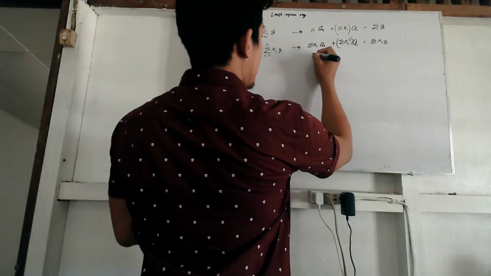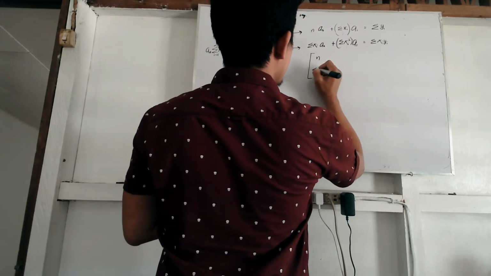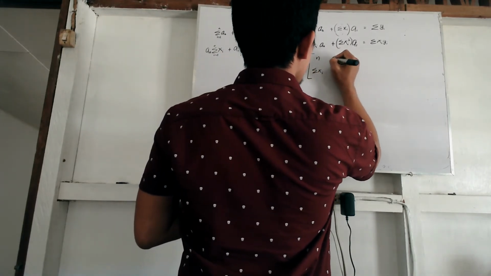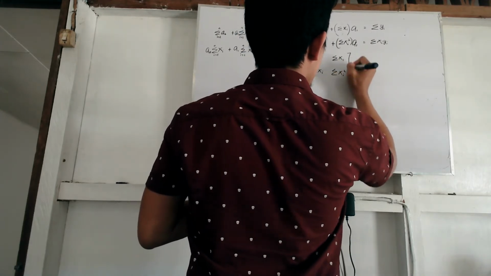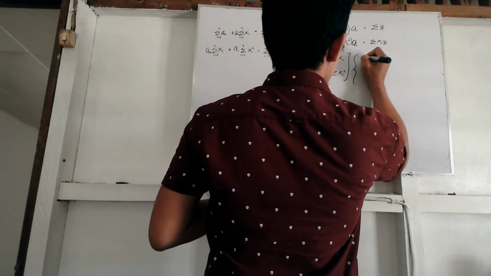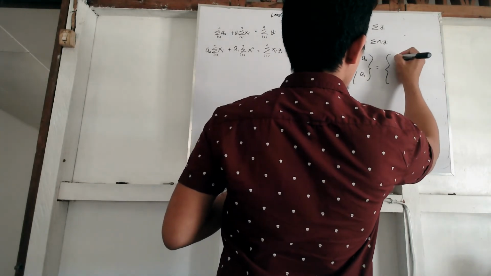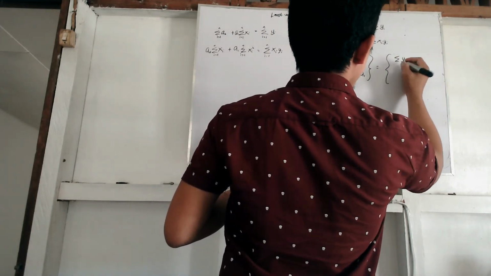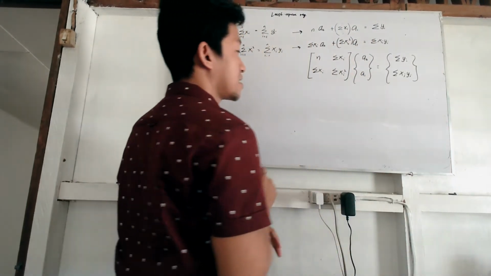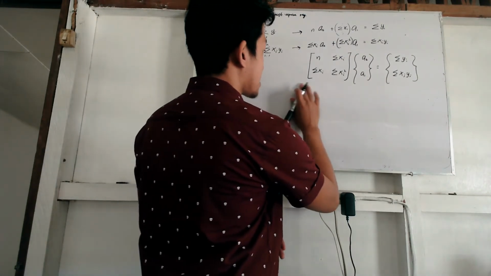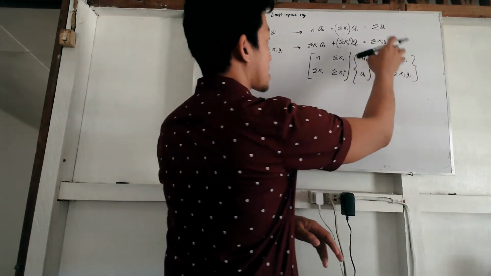And then this is the matrix form: n, summation of xi, summation of xi, summation of xi square, times a0, a1, equal to summation of yi, summation of xi yi. Okay. This is the matrix representation of that.